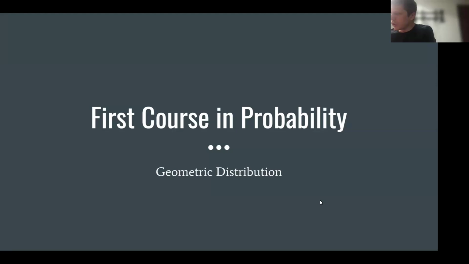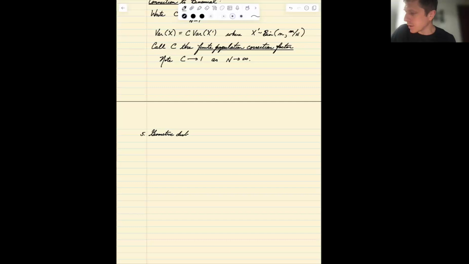Right, next up is the geometric distribution. So we've seen this already a bit earlier. The geometric distribution is what we get when we think about tossing a P coin until we observe the first head. So there's a single parameter P, and P is a probability, a number between 0 and 1.